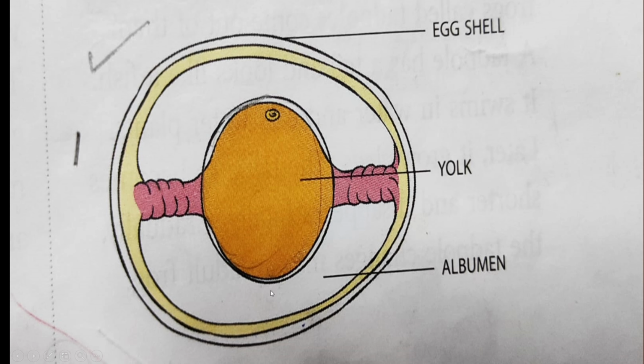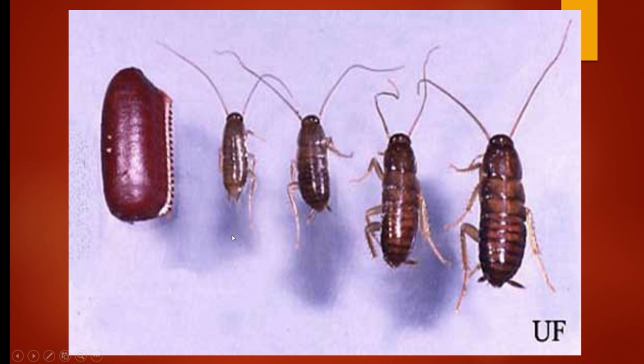Now, around the yolk is a white glue-like liquid called albumen, but the spelling is albumin, and you pronounce it albumen. It protects the embryo and supplies food and water to the embryo.